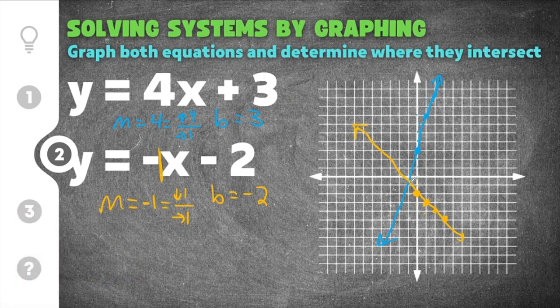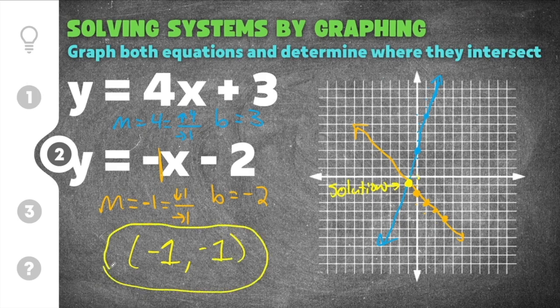And then to get the answer is going to be the point of intersection. That's our solution. So our solution is where they cross, which is right here. And remember the solution has to be an xy coordinate. So if we look, our x coordinate is negative 1 and our y coordinate is also negative 1. So the solution to this system of equations is negative 1, negative 1, because that's where the two equations intersect.